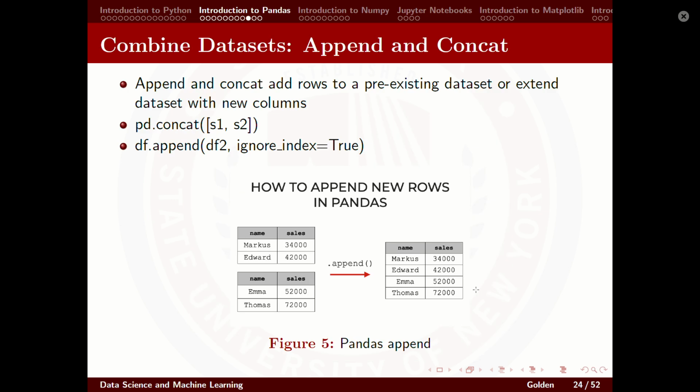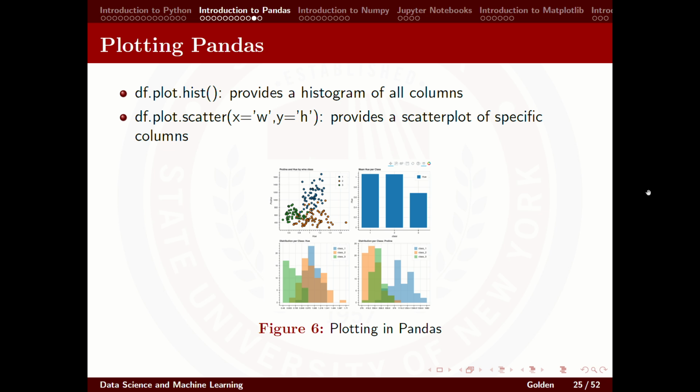You can combine data sets using append and concat. These add rows to a pre-existing data set or extend a data set with new columns. With concat, you combine several different data frames together, and with append, you take the first data frame and add the second data frame to it. Concat is now preferred because it's a better way of combining data frames. So here's how to append new rows in a data frame. You just .append, you add these two things together.